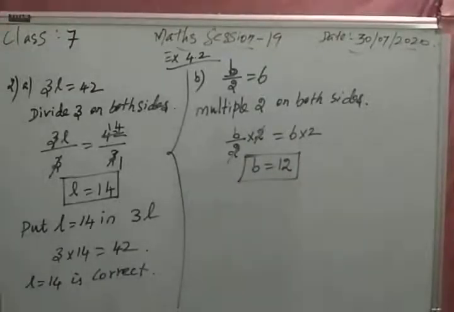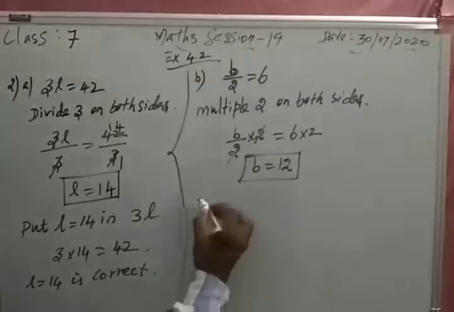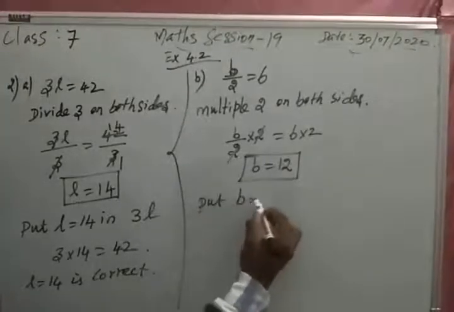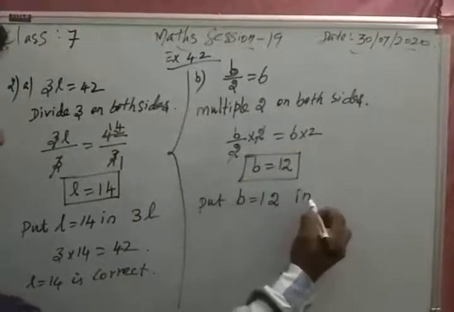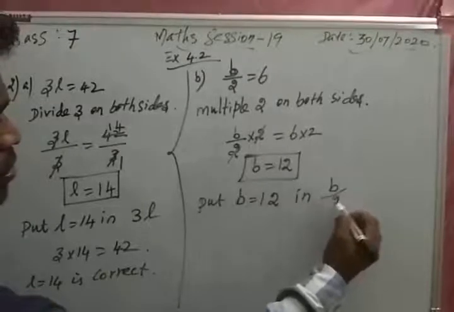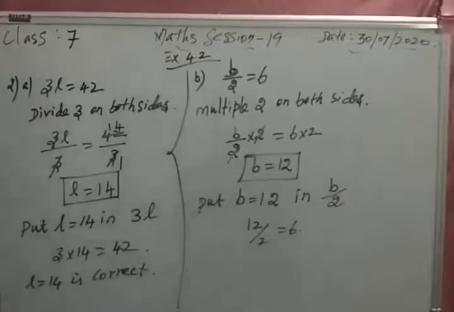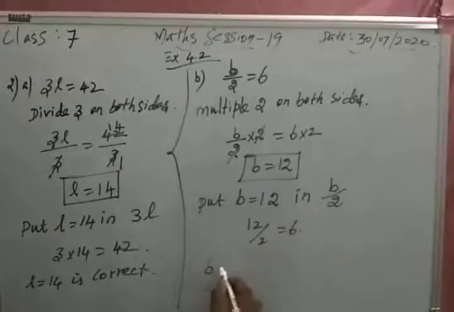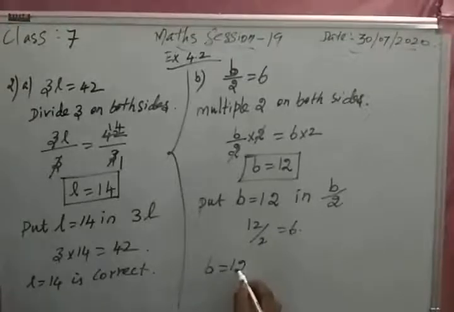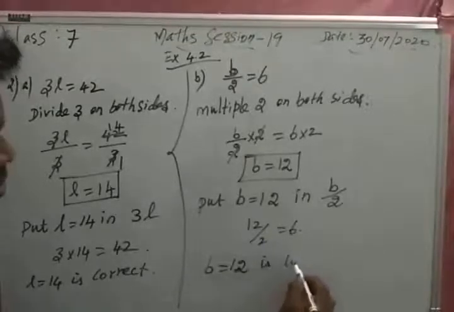Now what are we going to do? Same thing. Put B is equal to 12 in B by 2. Then 12 by 2 is equal to 6. So we can say that B is equal to 12 is correct.